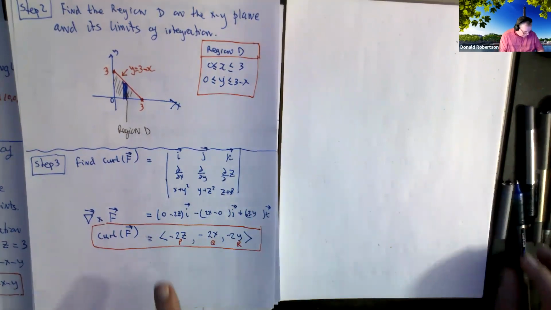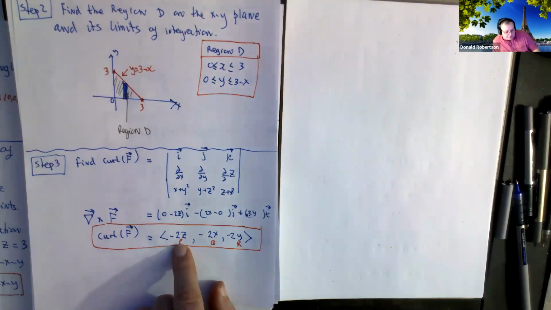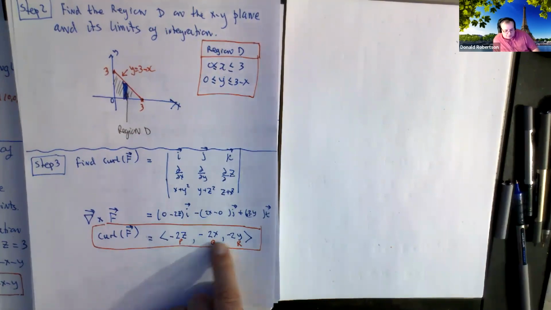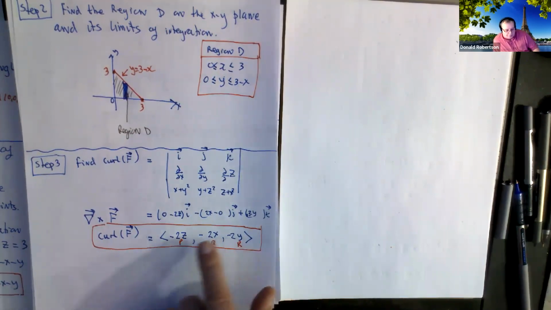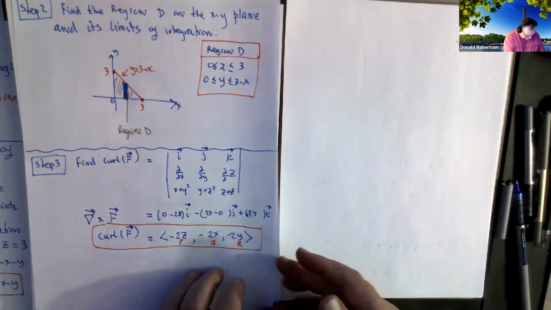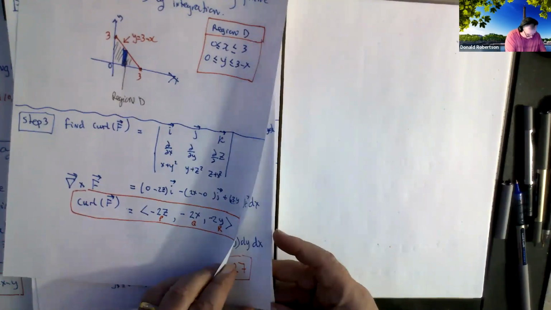We call this curl F, but we call this one P, this one Q, and this one R. And that's going to be important when we get to the final step, because our final step's coming up right now.